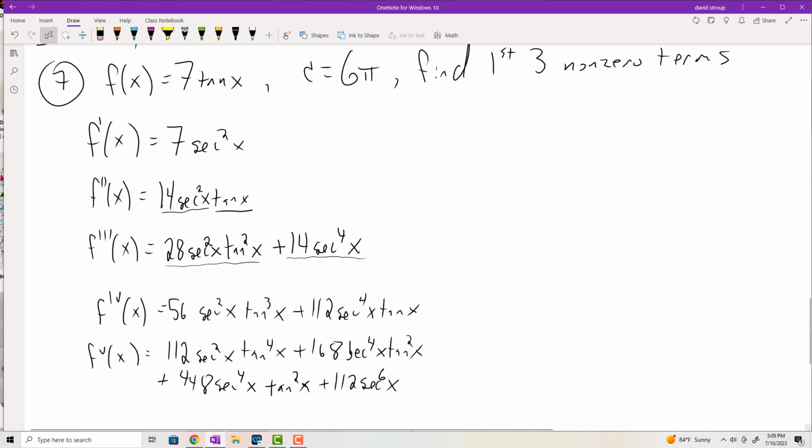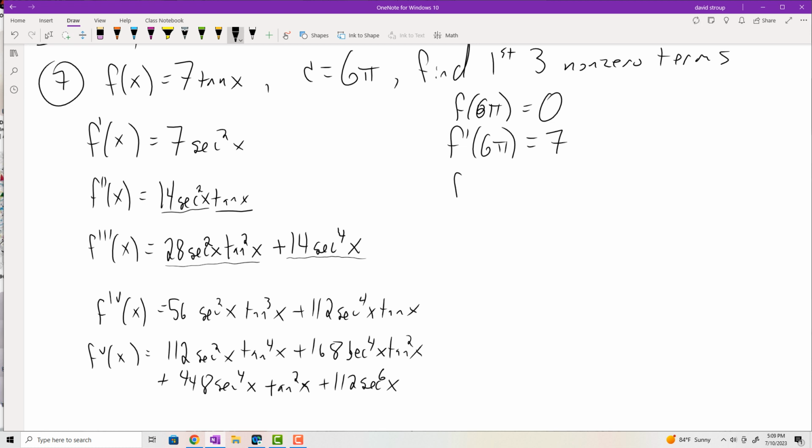The problem, I only need 3 terms, but I did 5 terms. The problem is some of these terms are going to end up being 0. Okay, so anyways, f of 6 pi, 7 tan of 6 pi. Tan of 6 pi is 0, so that first term is 0. So that's why you have to do more than just 3. Secant is really cosine. Cosine of 6 pi is 1, so this will be 7. Whenever you see a factor of tan, you're going to end up getting a 0. So, regardless of what secant is, tan of 6 pi is 0. So the second derivative is 0.